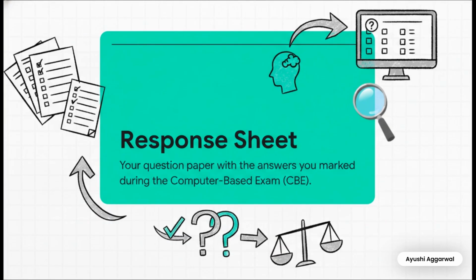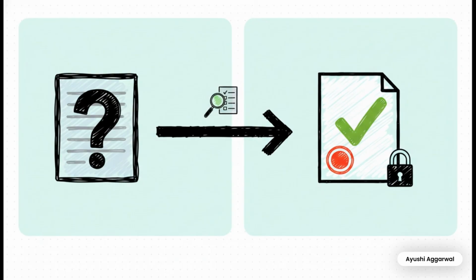And your response sheet? Well, think of it as your personal question paper from the exam day. It has all the answers that you marked during the computer-based exam. So what you get is your paper and the official answers, side by side. It's really the clearest way to see exactly how you performed. So understanding this difference is absolutely crucial.